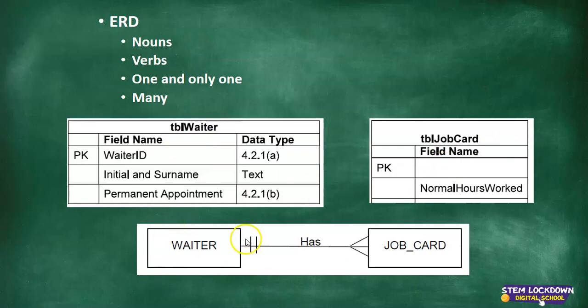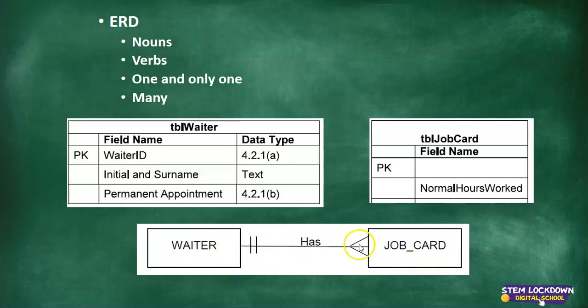First of all, you'll put the two blocks here, and inside of these blocks you will put a noun. And that noun needs to describe the entity that you are storing in that table. So in this table here, I'm storing the value of a waiter. And in this table here, I'm storing the value of a job card.